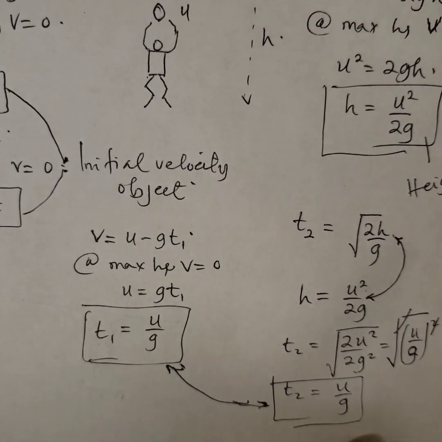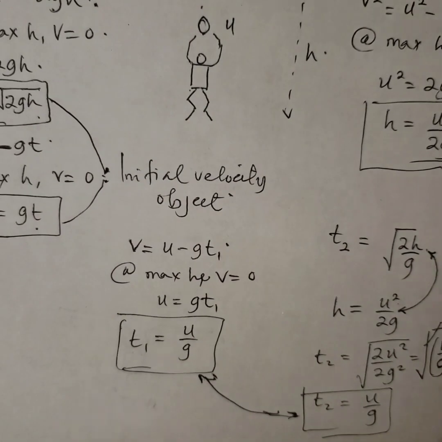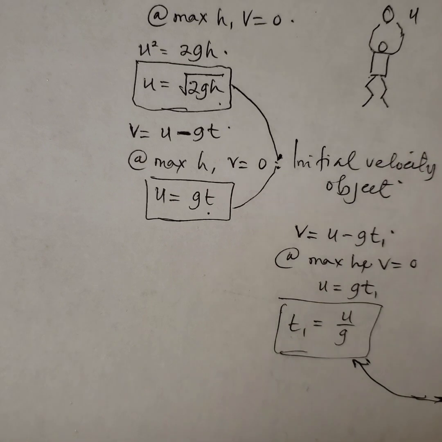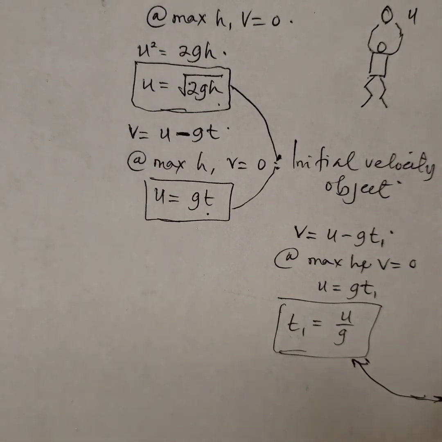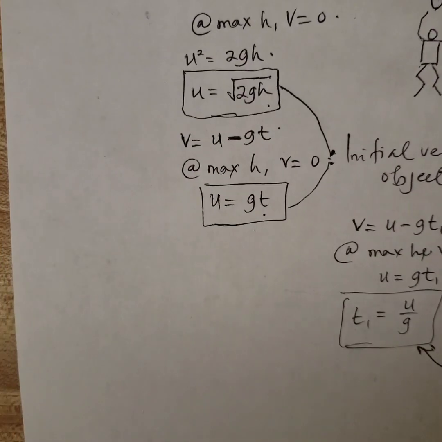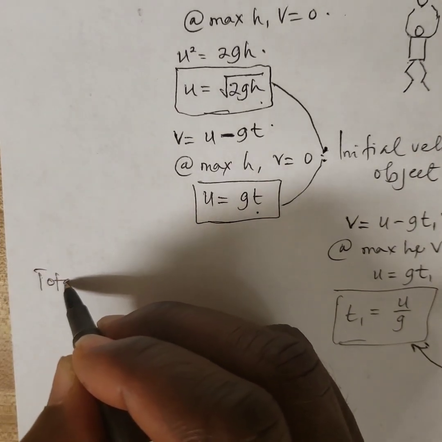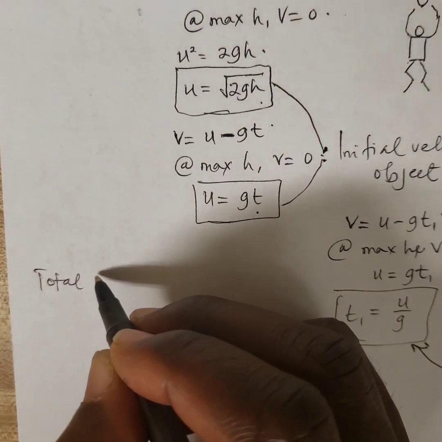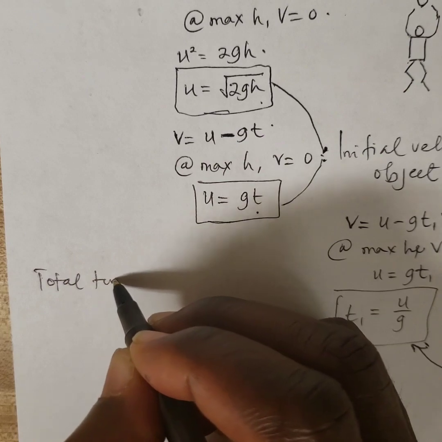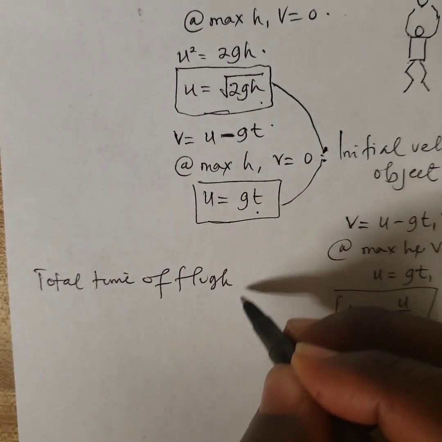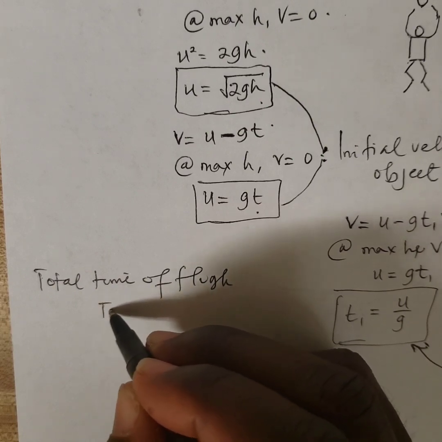Now, the last thing we're going to see here is how we can calculate the total time of flight. When I say total time of flight, what I mean is the time taken for an object to travel to its maximum height and then return back to the ground again. So that gives us the total time of flight, which we can represent with a capital letter T.